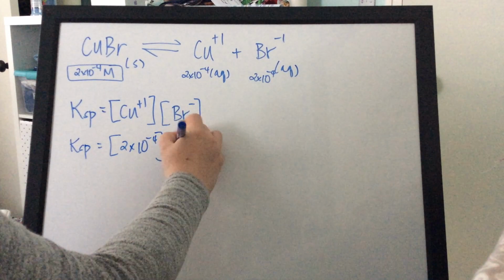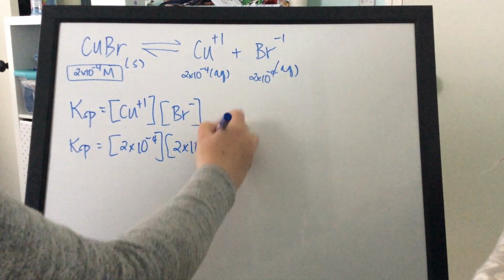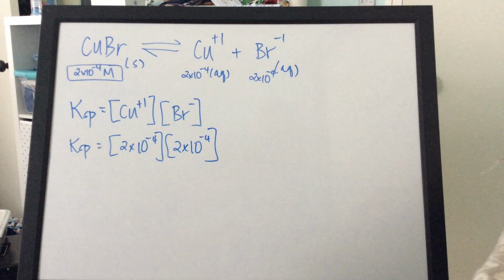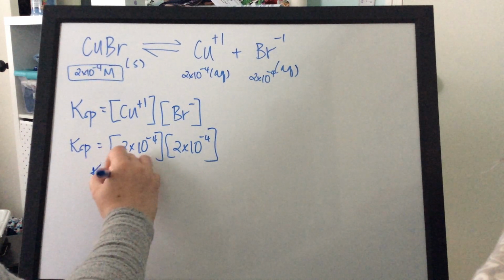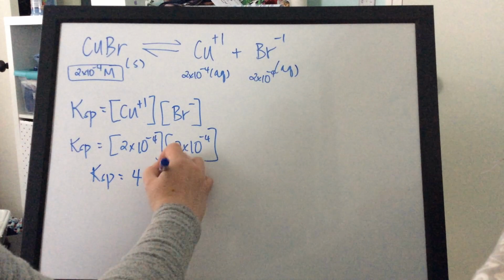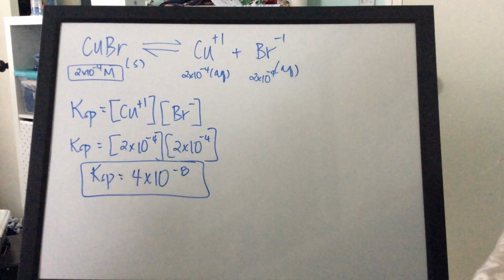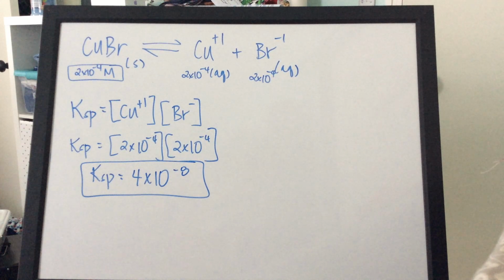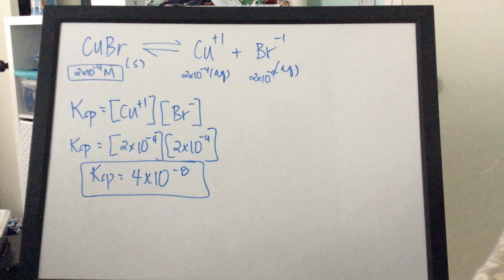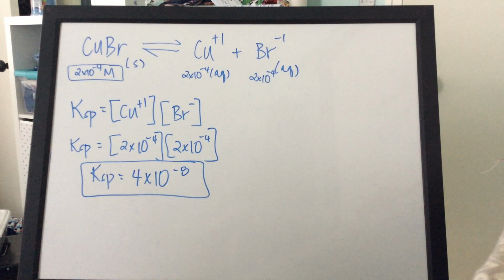So actually, it's just 2 times 10 to the negative 4th squared, right? Because it's the same quantity. And so we get a value of 4 times 10 to the negative 8. And that should be the Ksp value for this substance, okay? So that was a very simple one. I believe the next one is a little bit trickier.